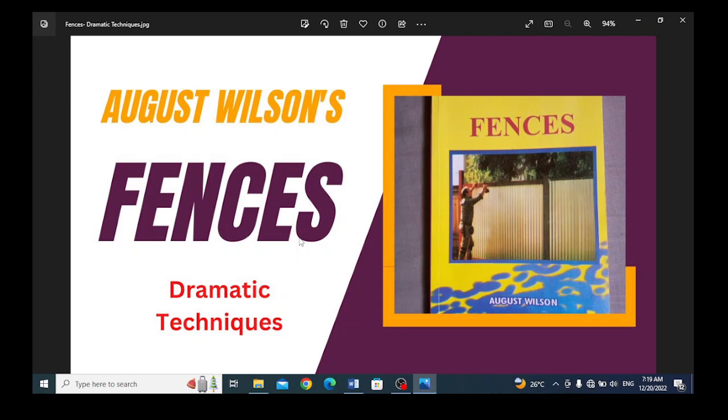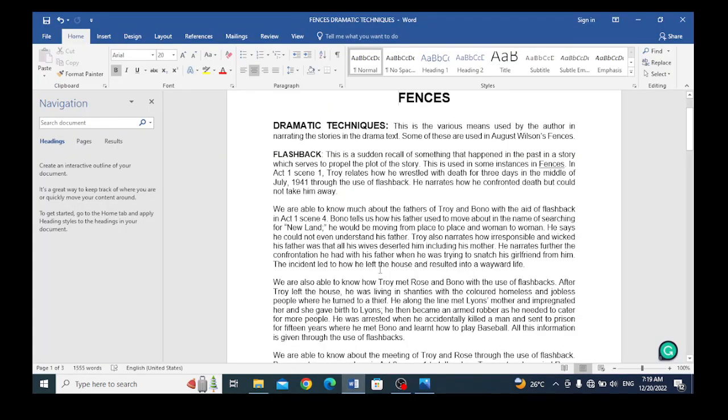What are dramatic techniques in literature? It has to do with the various ways the author has used in passing across information about the text, about the narrative to the readers. Let's go ahead and identify some of the techniques used in the text. Dramatic techniques are the various means used by the author in narrating the stories in the drama text. Some of these are used in August Wilson's Fences.